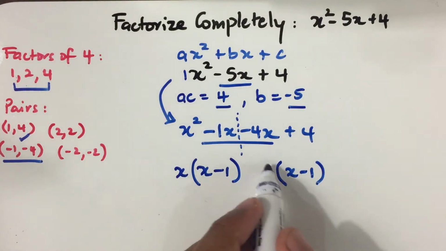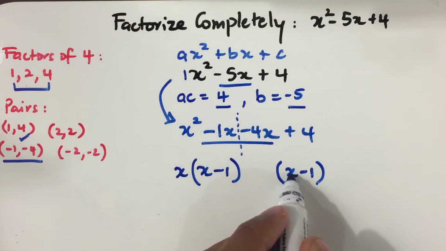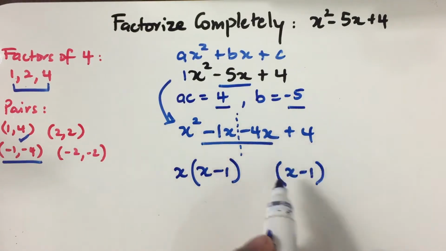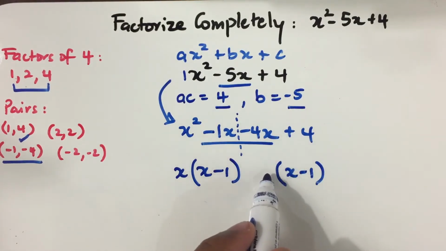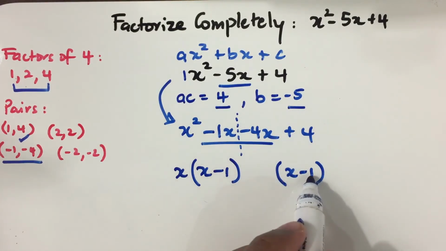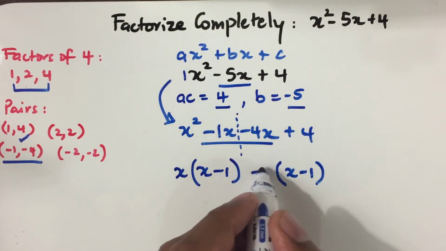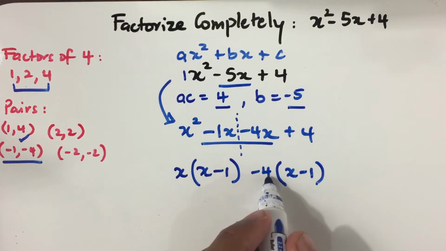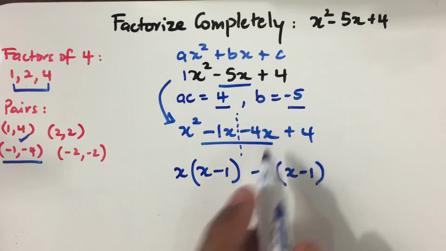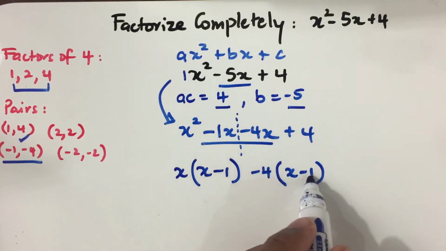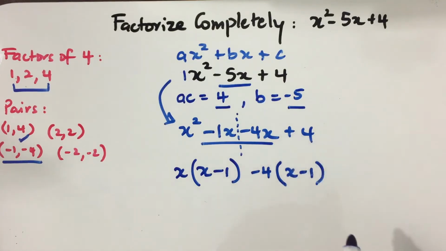Now all we need to find is some number here that when multiplied by x, we get minus 4x, and also you will find that this number when multiplied by minus 1, we will get positive 4. That number is minus 4. So minus 4 multiplied by x is minus 4x, and minus 4 multiplied by minus 1, that's positive 4.